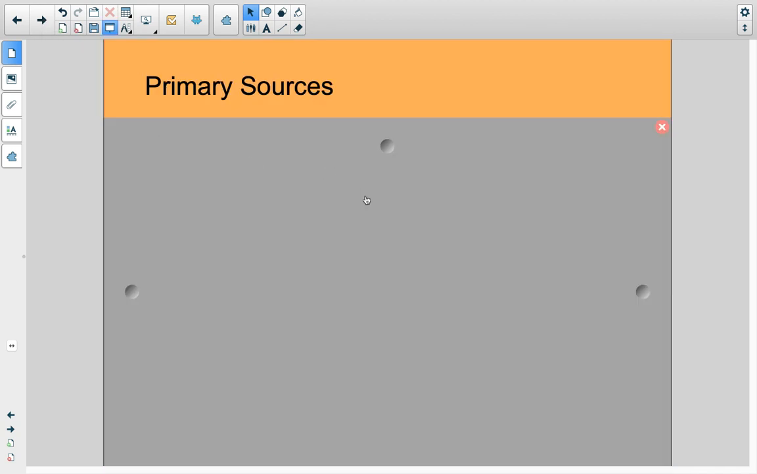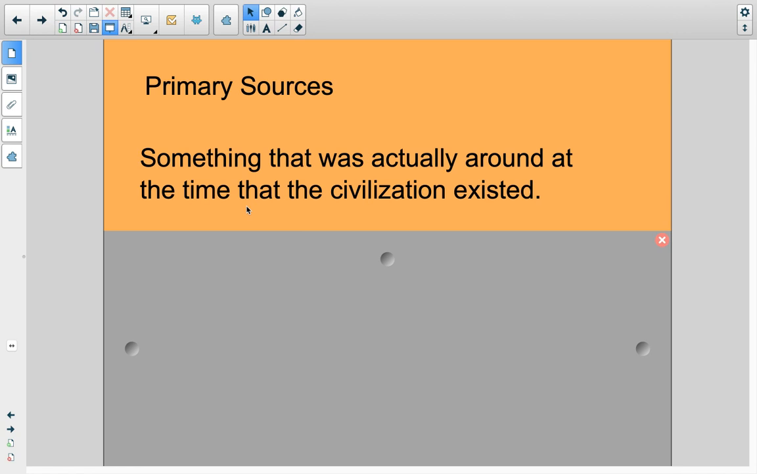In studying ancient civilizations, we have to look at primary sources. I'm going to explain what that is. All the things I showed you the other day, all those artifacts, those are primary sources. A primary source is something that was actually around at the time that the civilization existed. When I showed you, for example, that toaster, the toaster is an actual artifact that existed and was used in the 1930s.